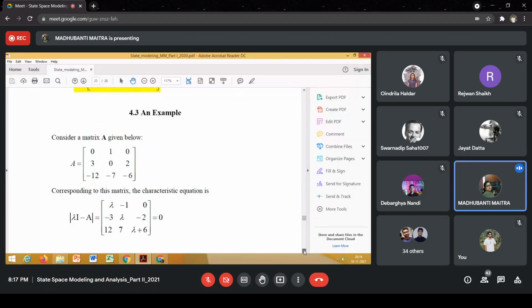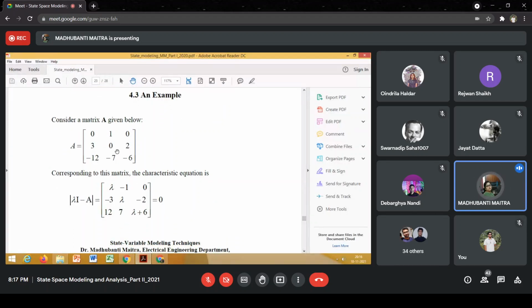So let's discuss one example. Suppose the system matrix A, which is, you see, a non-diagonal matrix. We want to convert the state model into a canonical model.